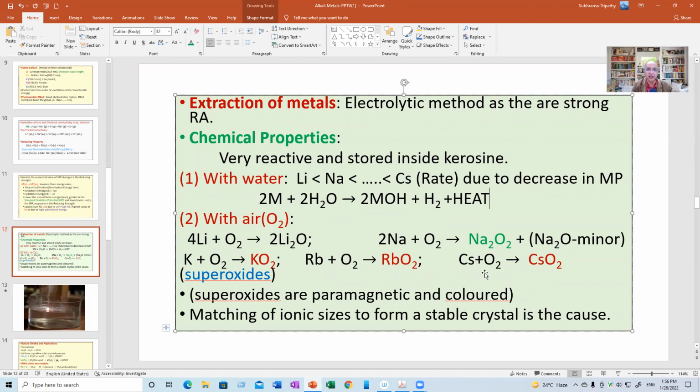But all the other three, having large size, give their superoxides: KO2, RbO2, CsO2. Sodium gives peroxide. Remember, this is very important. And lithium gives monoxide. You might be wondering why.